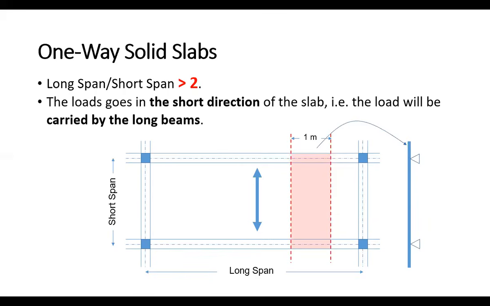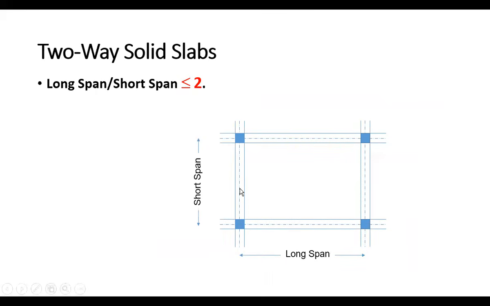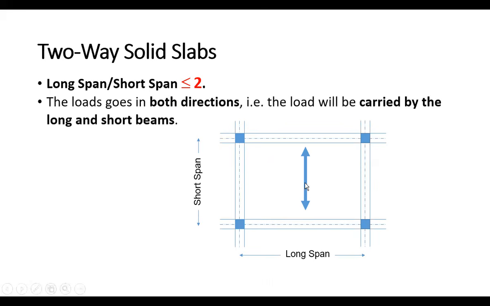Okay, in the two-way solid slabs, the difference between long span and the short span is not that big as in the case of one way. If the long span divided by the short span is less than or equal to 2, in this case the load will be transferred in both directions. Most of the load, or more load, will go to the short direction, and also some load will go to the long direction. So in this case, you have to design it in both directions.